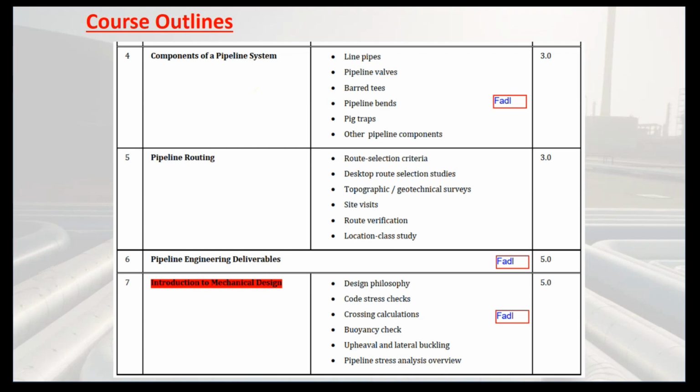And then there will be a module about pipeline routing. This is the first step in a pipeline project: pipeline routing. What are the route selection criteria? How to select a route on Google Earth. We will be explaining on Google Earth.